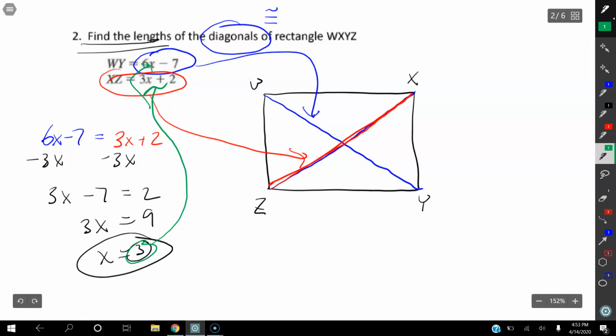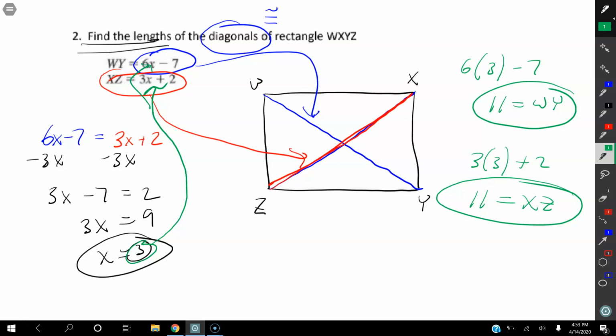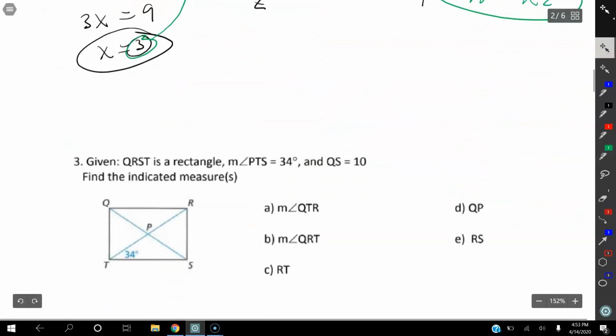So 6 times 3 take away 7 would be 18 minus 7, or 11. So that's WY. And then 3 times 3 plus 2 is 9 plus 2. So that's 11. And that's going to be XZ. All right, number 2. So let's keep going.